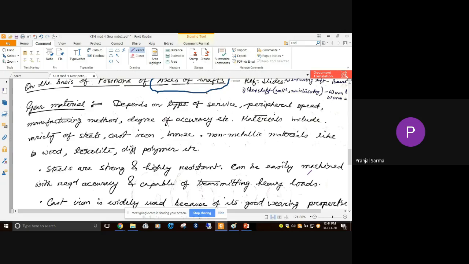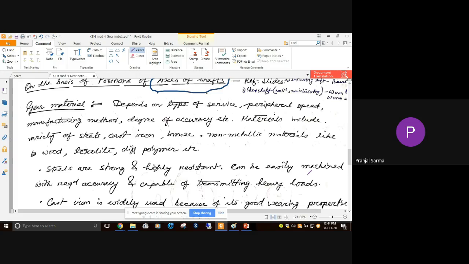This gear material selection depends on the type of service, what kind of service you require, what the speed range or peripheral speed is, the type of manufacturing method that is available to you, and the level of accuracy that you want. These are some of the factors which dictate which gear material you are going to select. A variety of different steels, cast iron, bronze, etc.